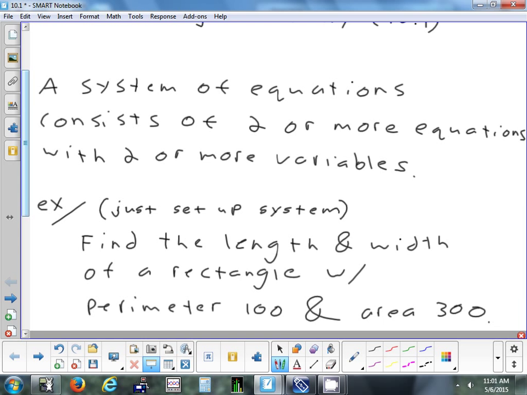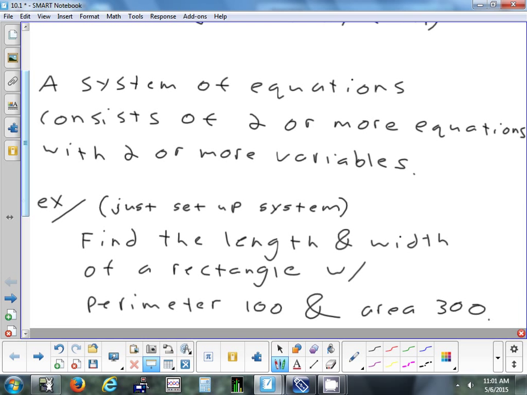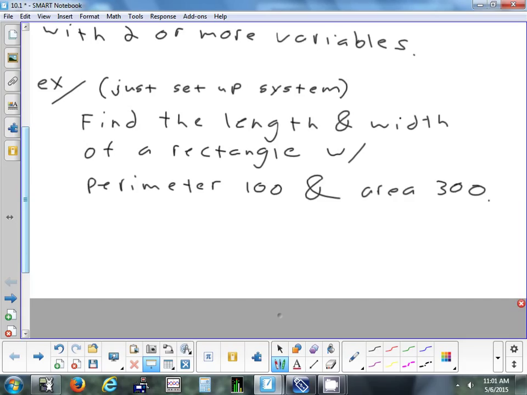All right, so first problem, I just want to set this up. We're going to come back and solve it a little later. But I'm giving you 2 facts about a rectangle. The perimeter is 100, the area is 300. We're going to find the length and the width.